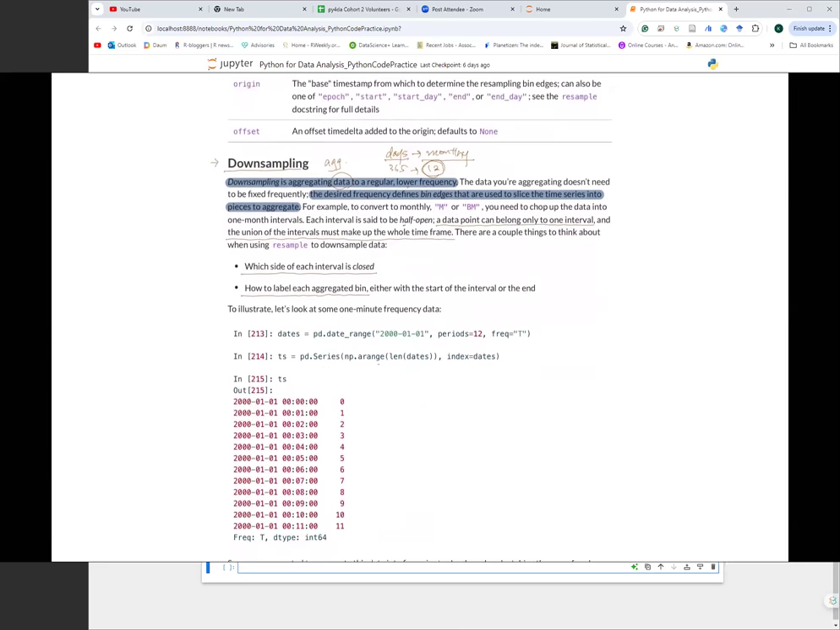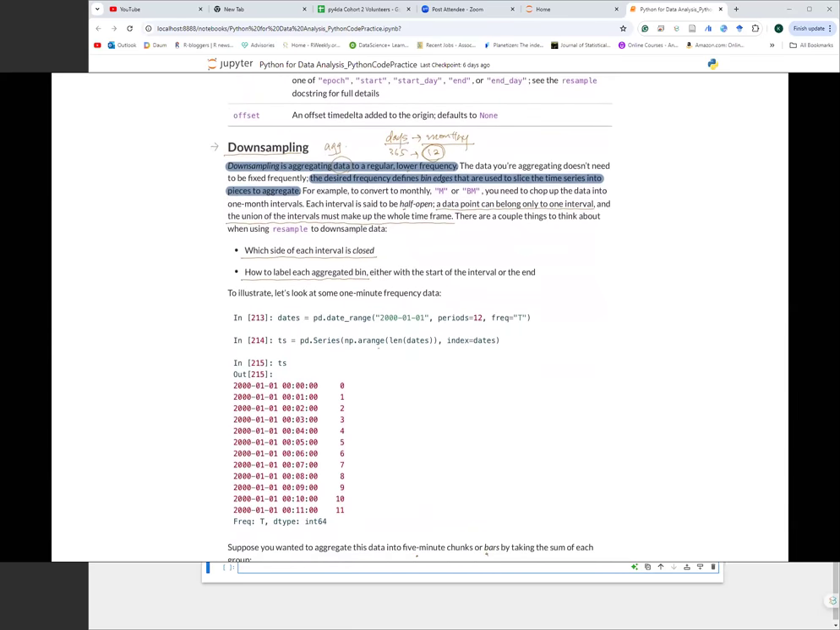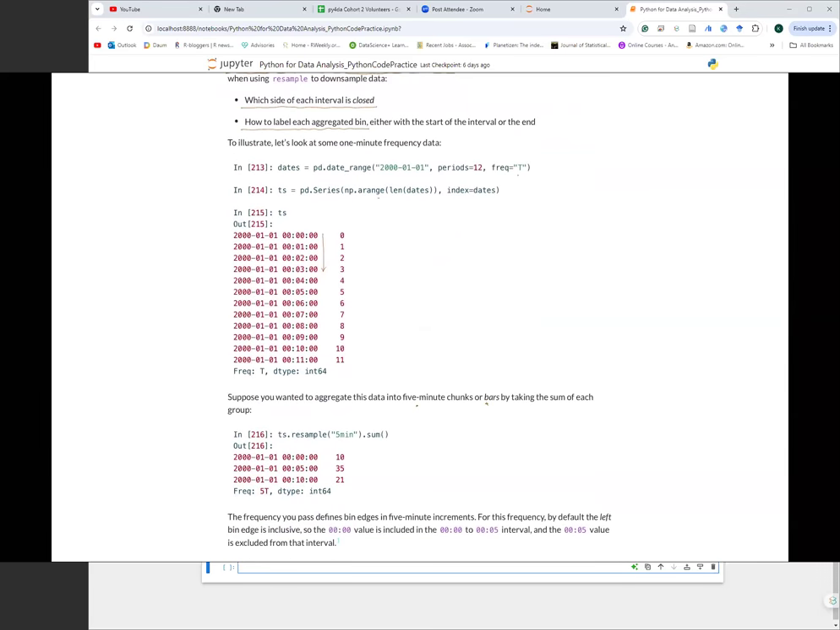That's how it works. So for example, in here we have 12 periods of every minute data. And if we want to resample to every 5 minutes, that means 0 to 4, and then 5 to 9, and 10 to 14, etc. So that's how we can calculate all of these things. Okay.